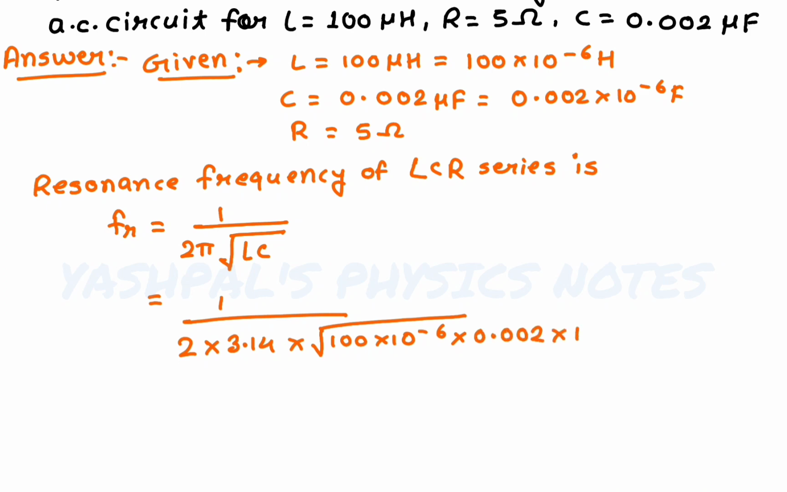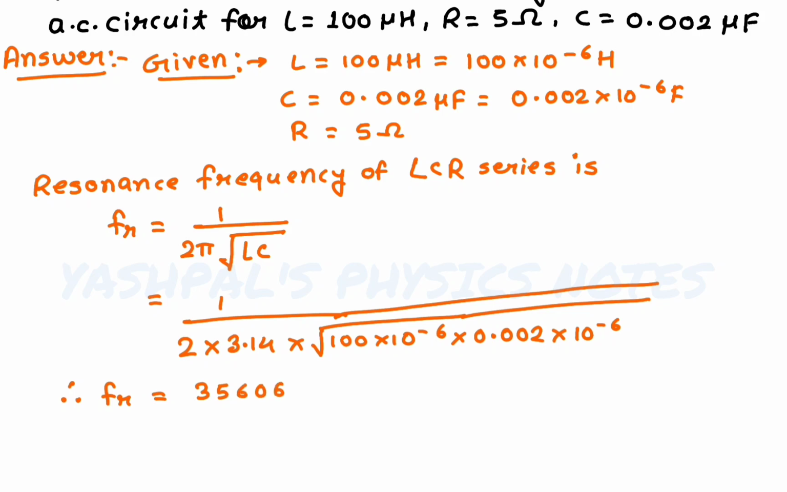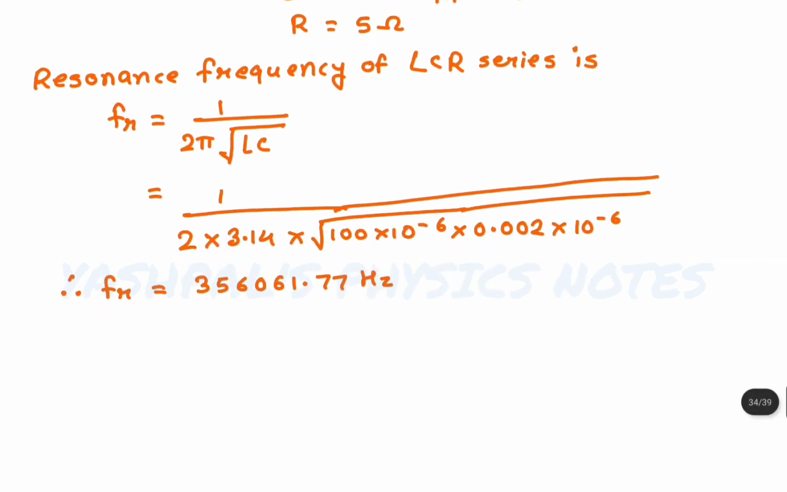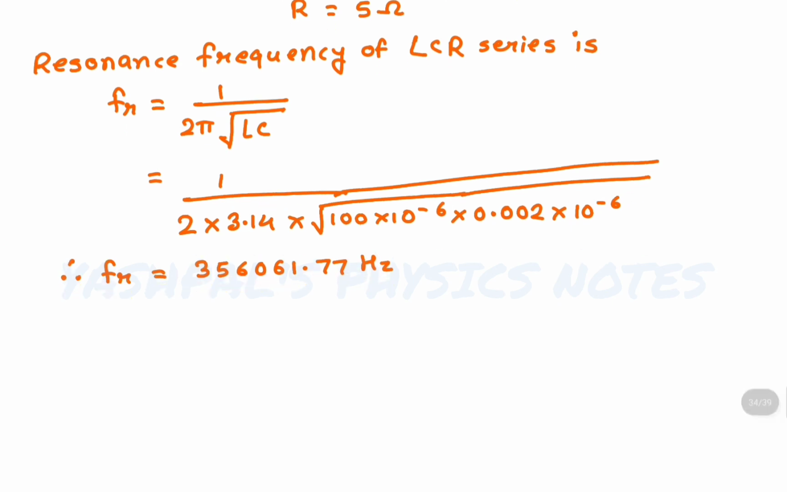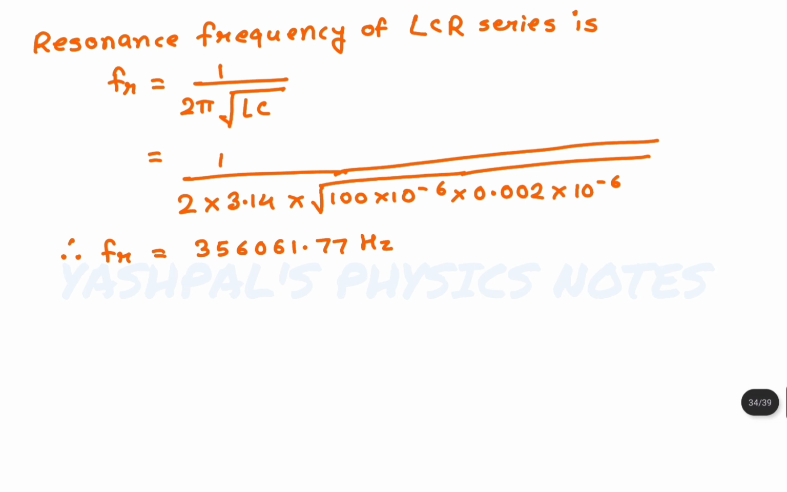0.002 into 10 to the power minus 6. This is under root. So here we have found the value of resonant frequency after calculation as 35606177.77 hertz. Okay, so here you can see that this value is so large to write in terms of hertz, so we can write it in terms of kilohertz or megahertz.